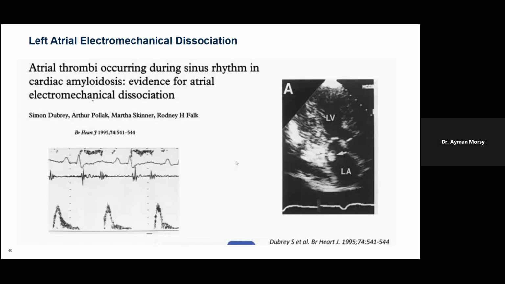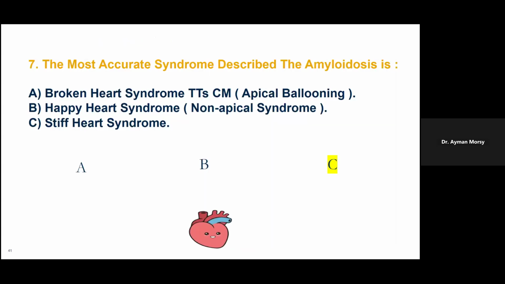This is the main pathology in this type of patient: the patient is in sinus rhythm, and you can very frequently see a left atrial appendage clot. That's why we try not to use cardioversion in this type of patient.